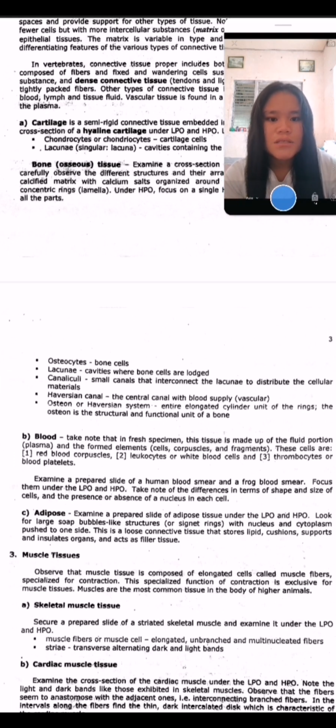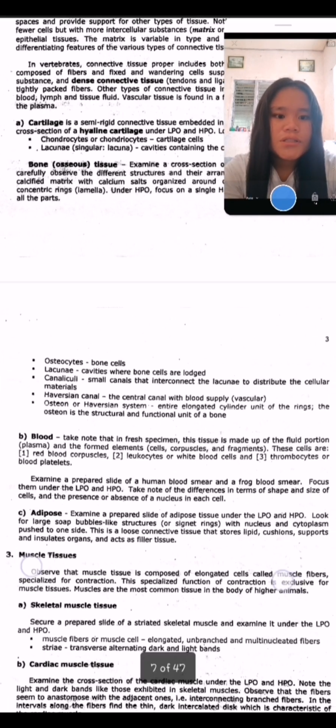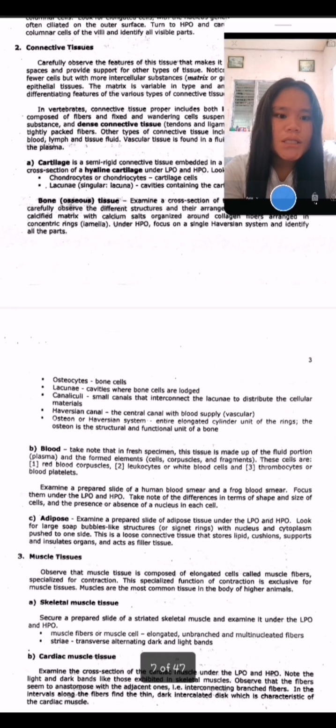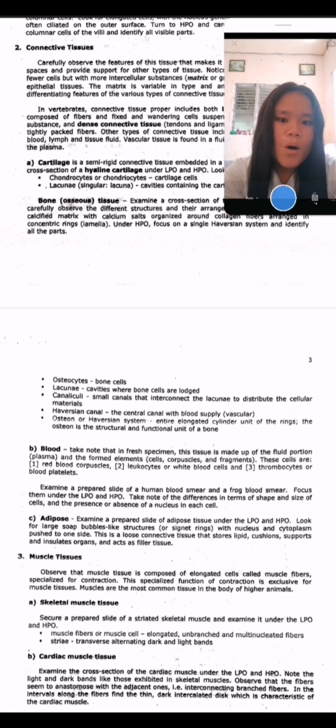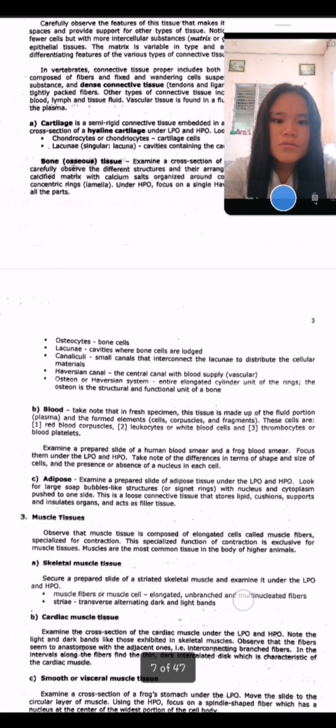And then osteon or Haversian system, the entire elongated slender unit of the rings. The osteon is the structural and functional unit of a bone.